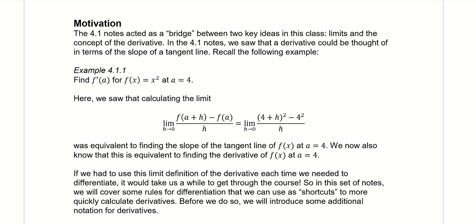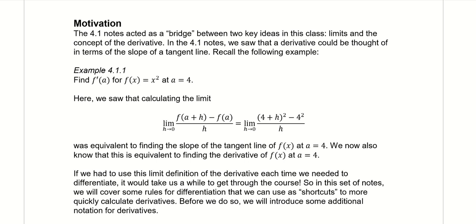And so in the 4.1 notes, we saw that really important idea: the derivative can be thought of in terms of the slope of the tangent line. So remember this example. We wanted to find the derivative of f at a, for f, our function, f of x equals x squared, specifically when a equals 4.